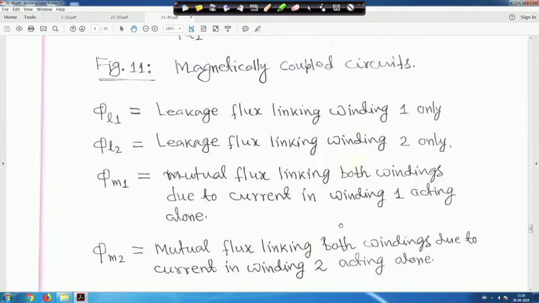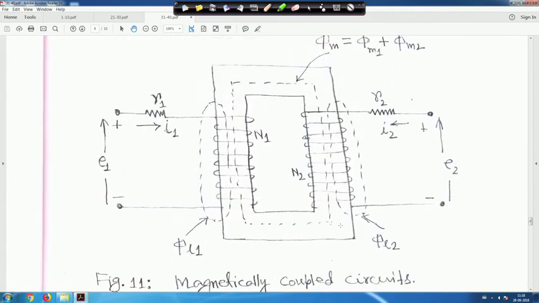Now, if you come to this circuit, why I am telling this is that when I write the equations, you will find it easy. For this coil, see the flux linkages. One thing is there, that is phi L1, plus phi M1 is also there, right? So, psi 1 is due to the current I1.